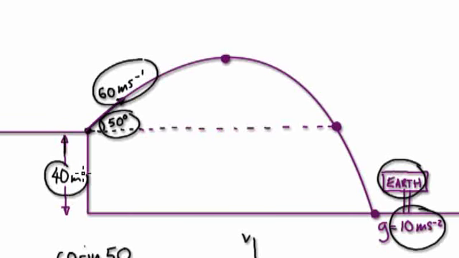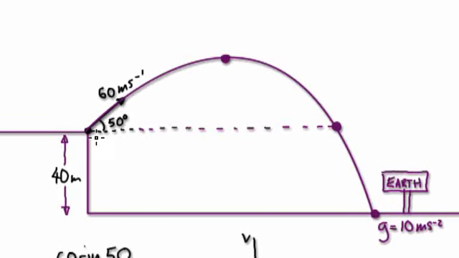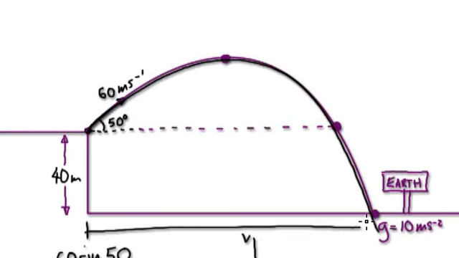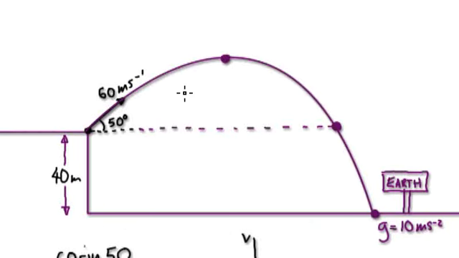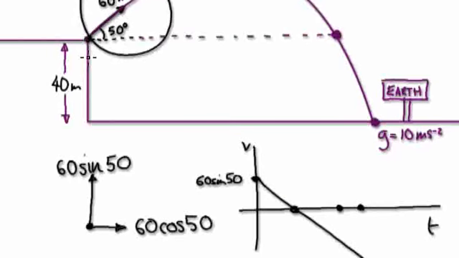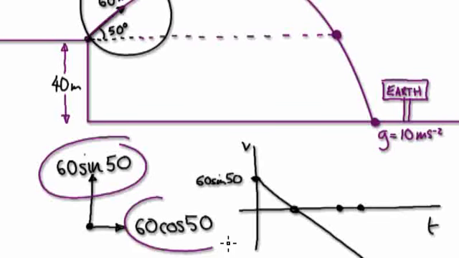The height of this hill is 40. So the cannonball will travel something like this. Calculate the range here. Okay, so the first thing to do, break this bit up. So it should be like this. Yeah, so this is your vertical and this is your horizontal component.